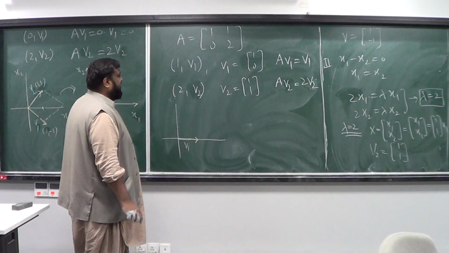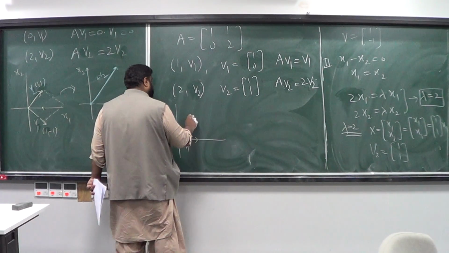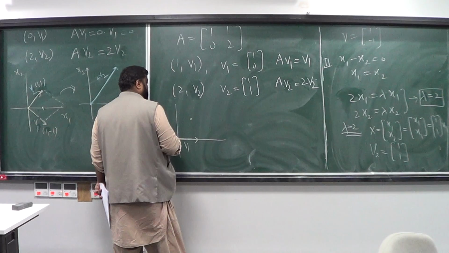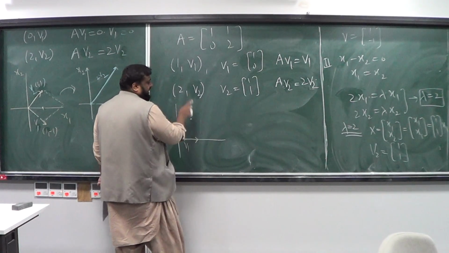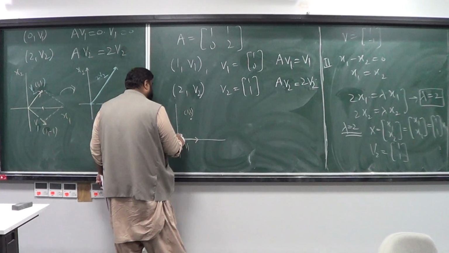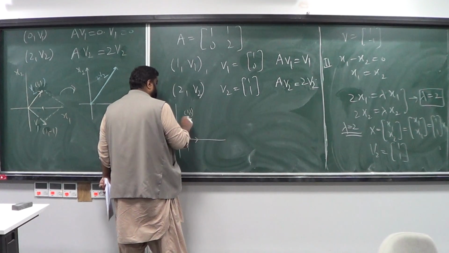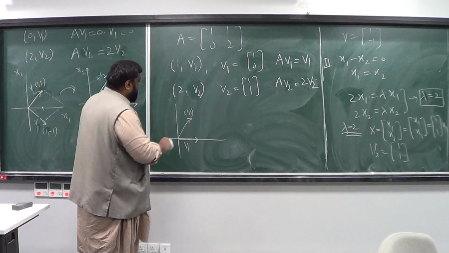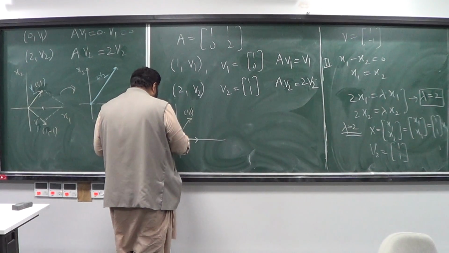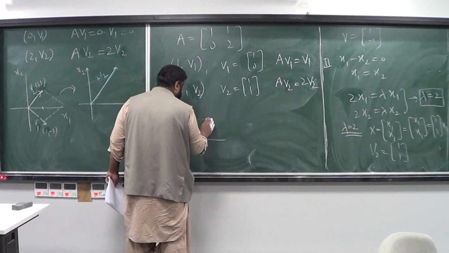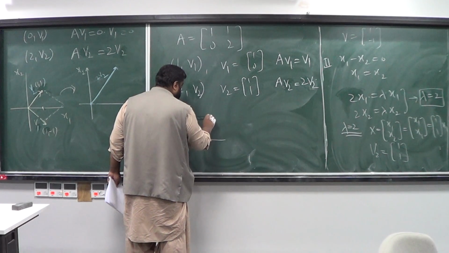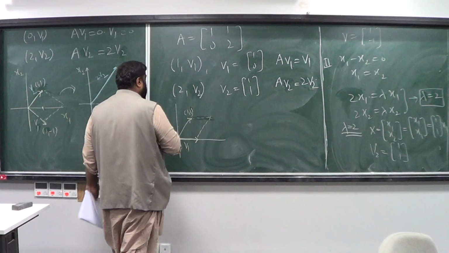And what is the V2 vector? The V2 vector corresponds to this point, which has coordinates (1, 1). So it's really the position vector of the point (1, 1). Now what would be the region spanned by these two vectors? So it's going to be this rectangular region.